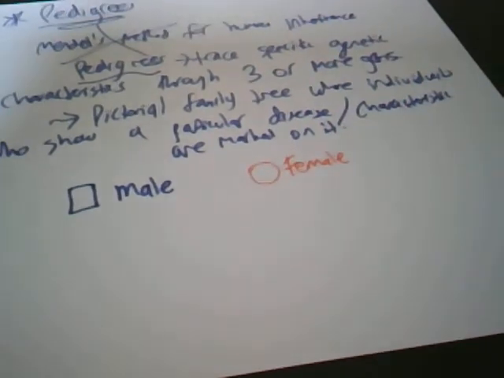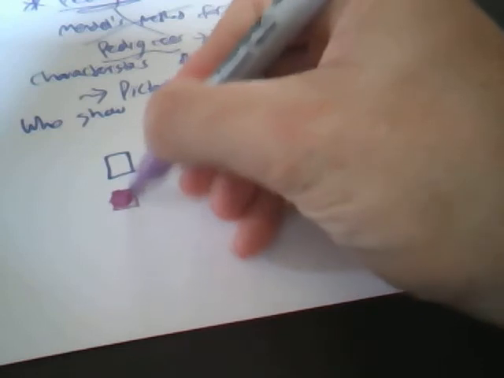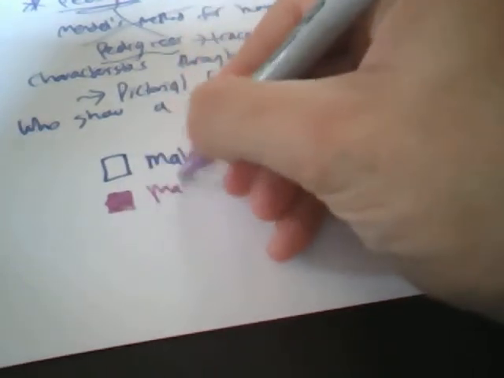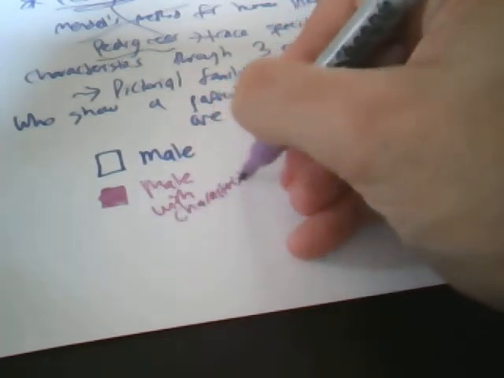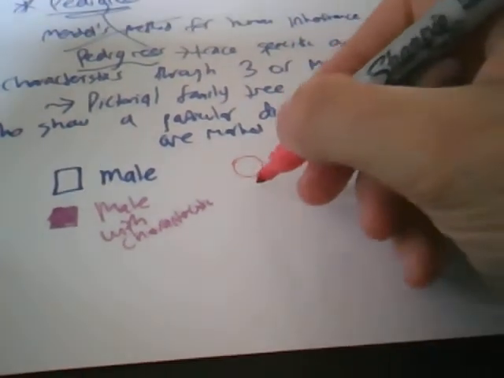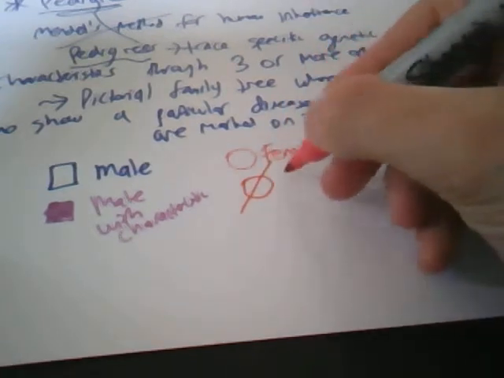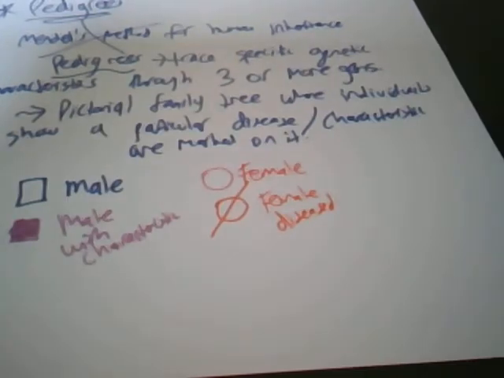Now, a male who has a characteristic or disease is a different color. It's the same square box but in a different color, purple usually. So male with a characteristic or disease. Now, a female that's deceased, and I think this applies to males as well, has a line going through it. So female deceased.